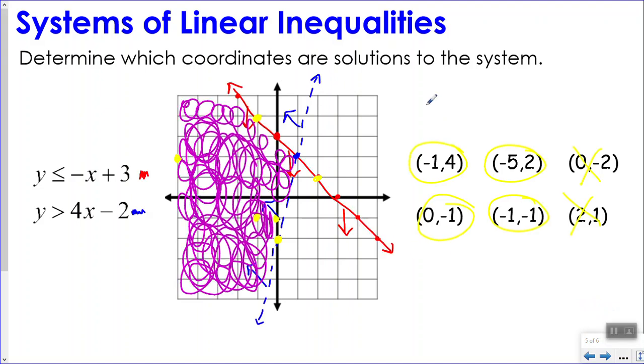Alright, so if you go ahead and look at these points, we have -1, 4, which sits on our solid line, but also would be shaded by the blue line if it was not on that borderline, so that is a solution. -5, 2 is clearly in our shaded region. 0, -2 does not work because it sits on that dotted line, so that is not a solution. 0, -1 just slides into our shaded region, so it's good. -1, -1 again is clearly inside, and then if we look at the point 2, 1, it sits on the solid line, but that wouldn't be shaded by the blue line, so it's not a solution.